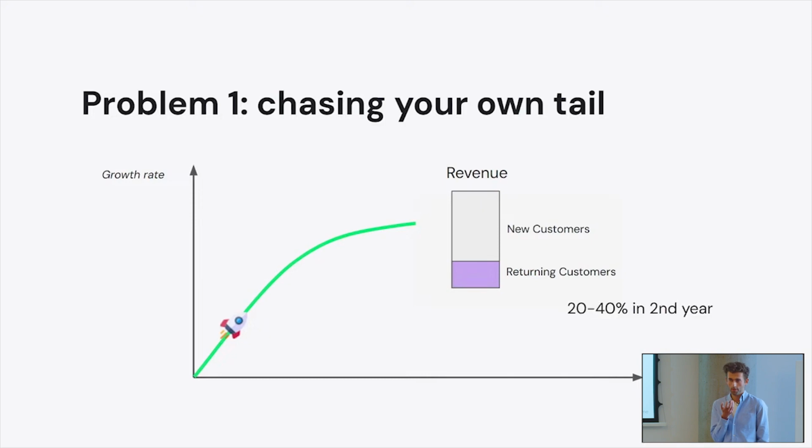And when we look at our benchmarks in the second year of a company's existence, those numbers can be as high as 20 to 40%, meaning 20 to 40% of our monthly revenue will be coming from our returning customers. And in such a case, we can no longer say that ROAS equals acquisition. At least in some proportion, ROAS will also mean retention, or basically targeting our existing customers.